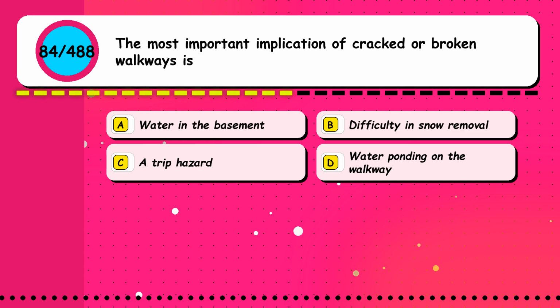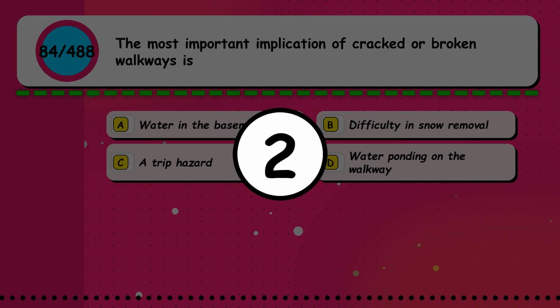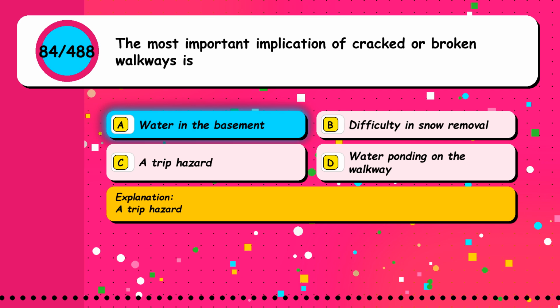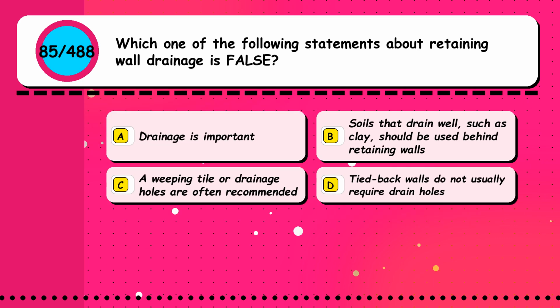Option B, difficulty in snow removal. Option C, a trip hazard. Option D, water ponding on the walkway. The correct answer is option A, water in the basement. Question 85.